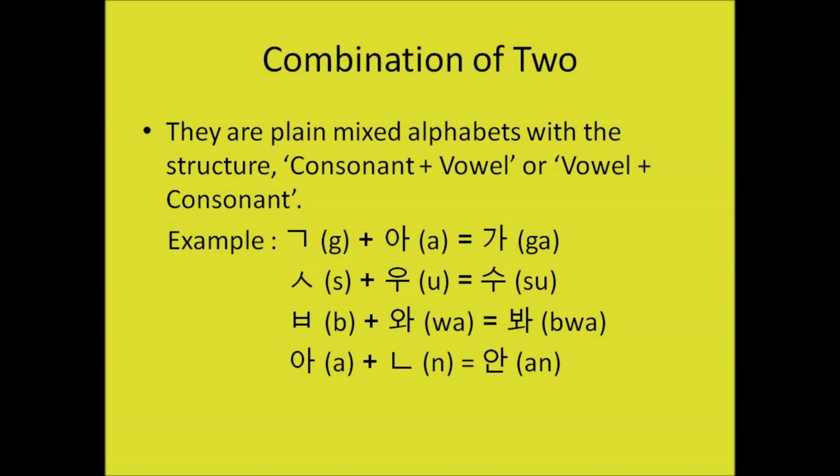기억, plus 아, gives 가. 시옷, plus 우, gives 수. 비읍, plus 와, gives 과. We have dealt with 3 examples, where the consonant comes first. Now, the last example will show the vowel coming first, followed by the consonant. 아, plus 니은, gives 안.